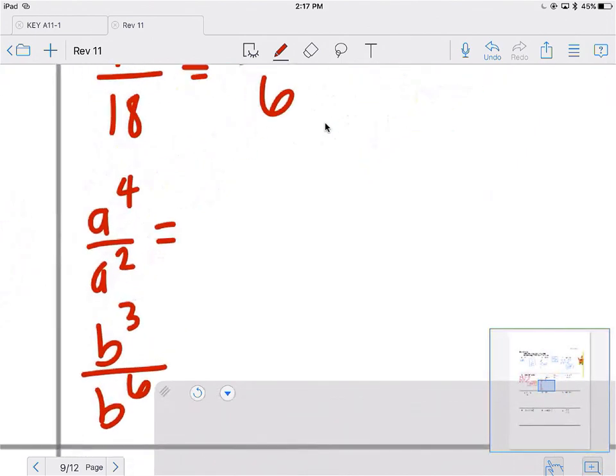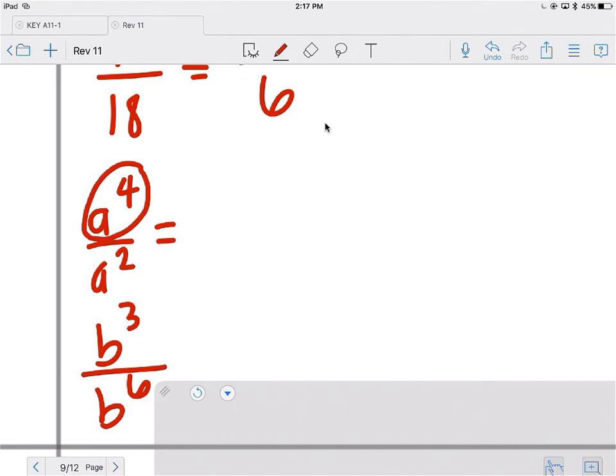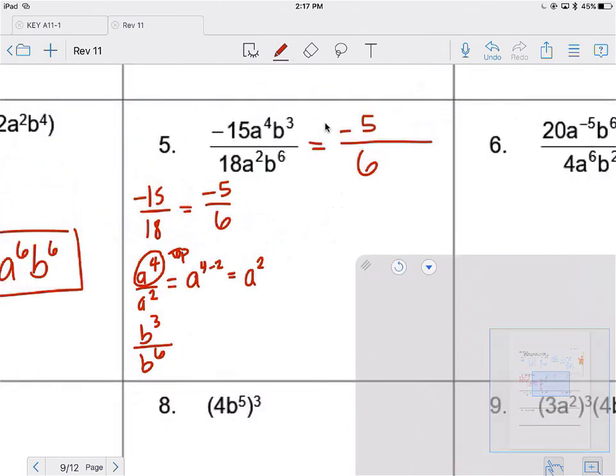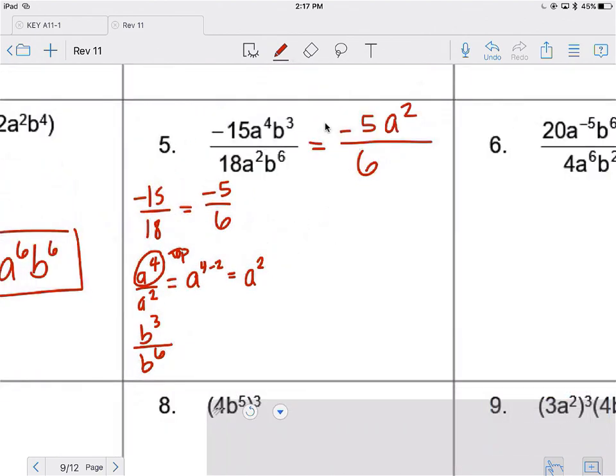With my A's, I have a to the 4 over a to the 2, so I have 4 a's on top, which is more. So my answer needs to end back up on the top. When we divide, we really subtract our exponents. So 4 minus 2 is 2.